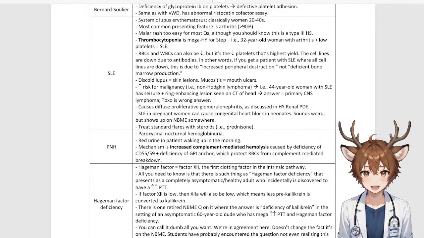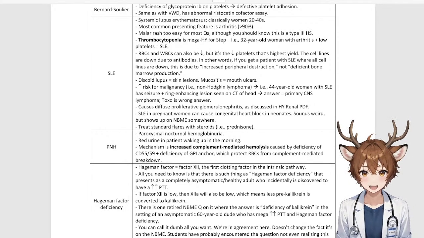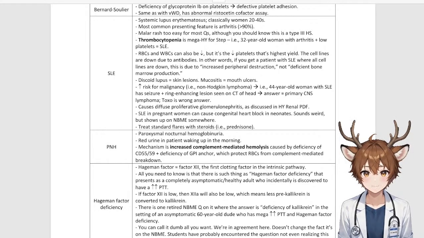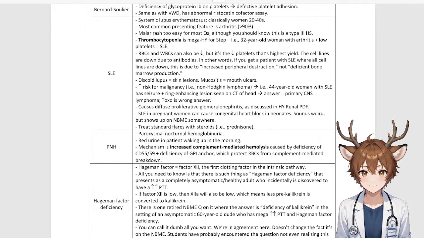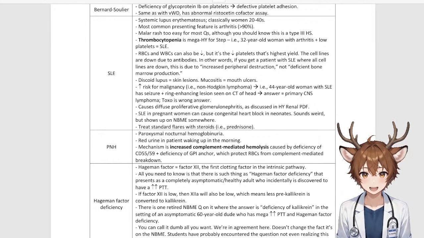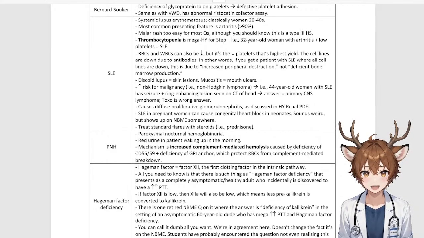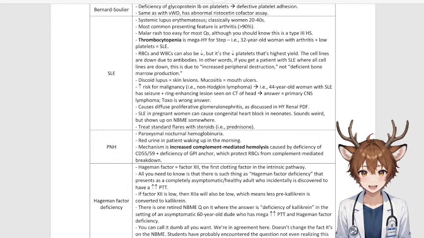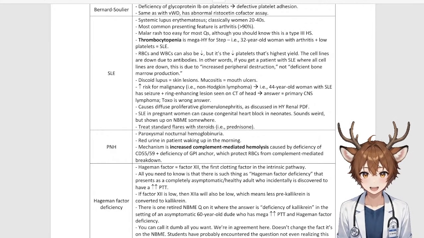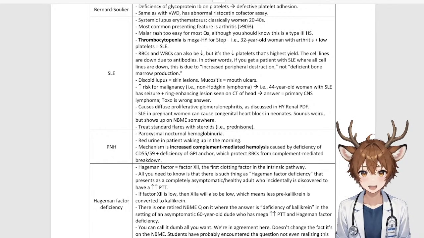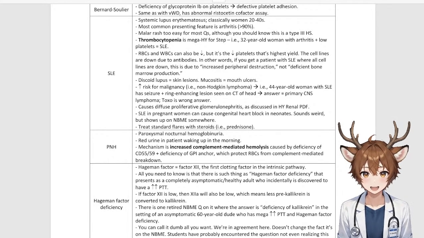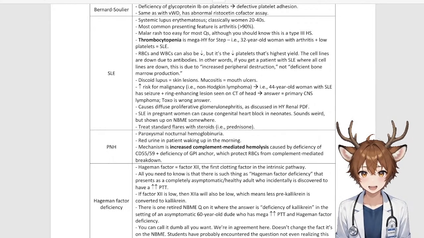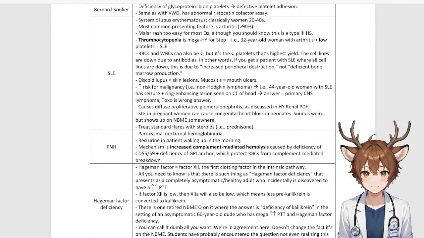RBCs and white blood cells can be decreased, but it's the decrease in platelets that is the highest yield. The cell lines are down due to antibodies. In other words, if you get a patient with lupus where the cell lines are down, this is due to increased peripheral destruction, not deficient bone marrow production. They're being destroyed. Discoid lupus equals skin lesions. Mucositis means mouth ulcers. So mucositis, think mouth ulcers. When you see discoid lupus, think skin lesions.